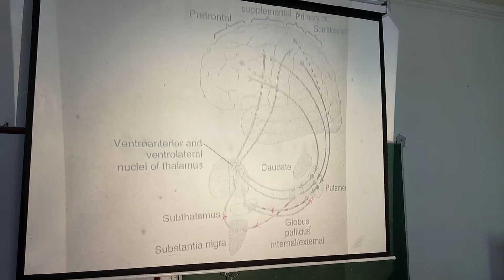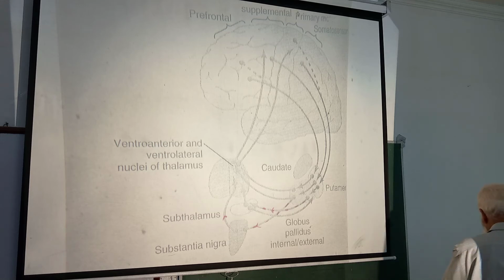Another connection with this main circuit is globus pallidus to subthalamus, then to thalamic nuclei, and then to the cerebral cortex. Some fibers go from globus pallidus to subthalamus and then back. So this was about the putamen circuit and some additional connections of the putamen circuit.